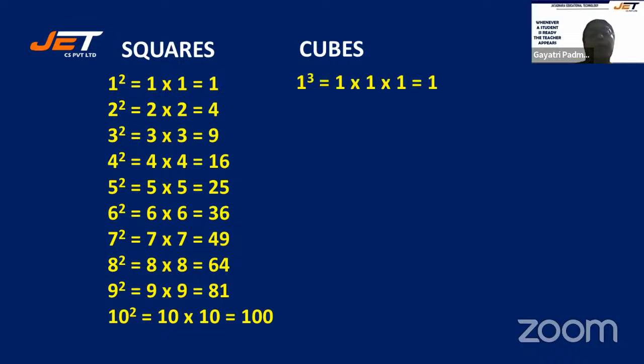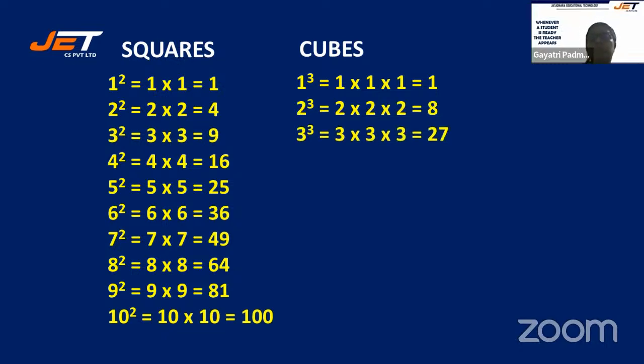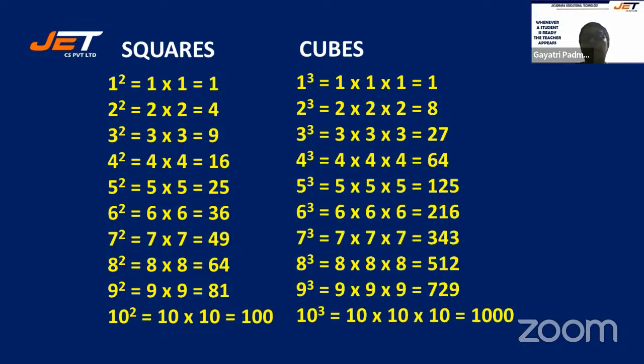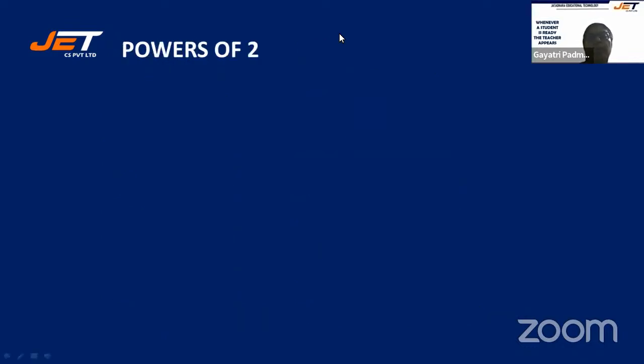And how about the cube? We will multiply 3 times. Square means we will multiply the same number 2 times. Cubes means we will multiply it 3 times. So 2 cube is 2 into 2 into 2. 3 cube is 3 into 3 into 3. Likewise, 10 cube is 10 into 10 into 10, which is 1000. All right.